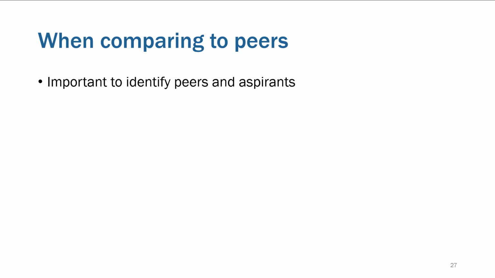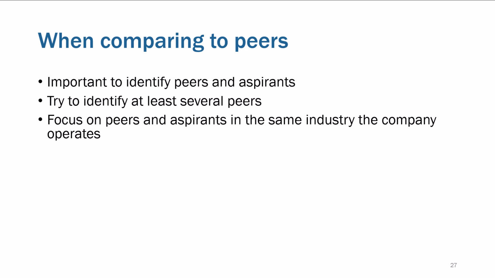Now, when you're comparing to your peers, you want to make sure that you are identifying peers and aspirants. Aspirants means companies or organizations that are doing a little bit better than you. Try to identify at least several of them, and then focus on ones that are in the same industry, right? So I work in higher education, and I wouldn't compare our university's financial statements to those of Apple or Amazon or Boeing or something like that.